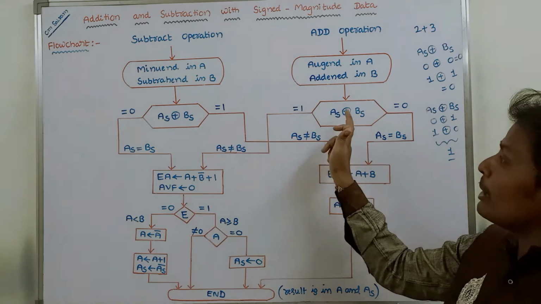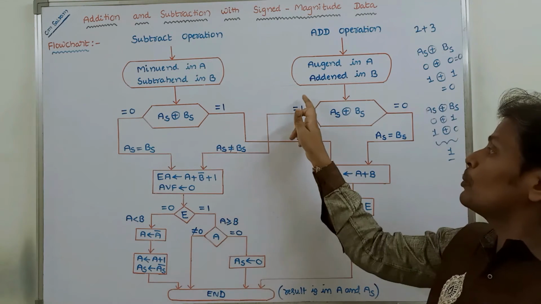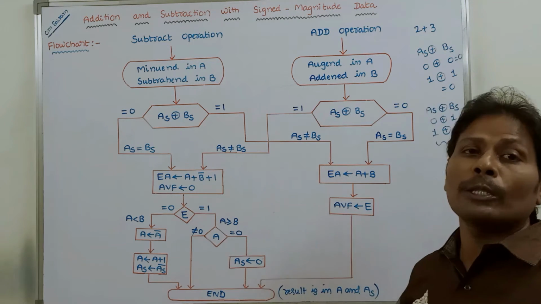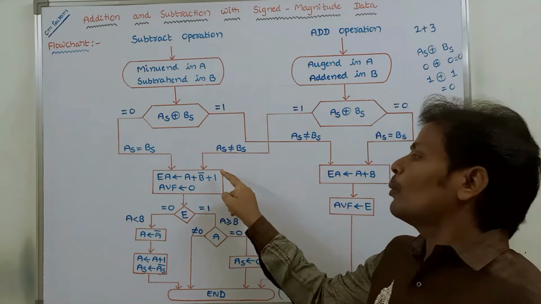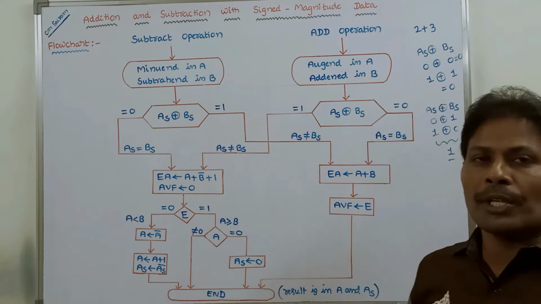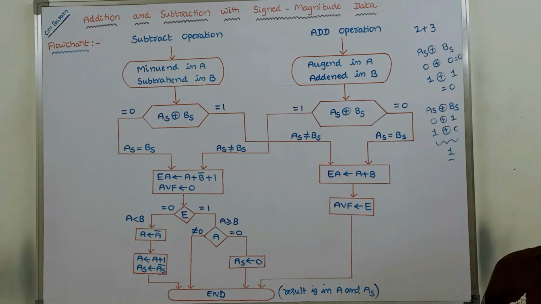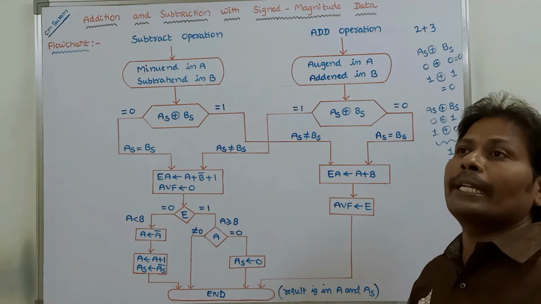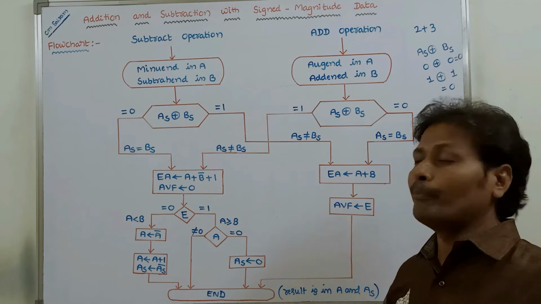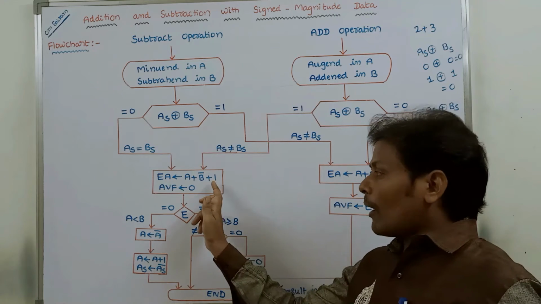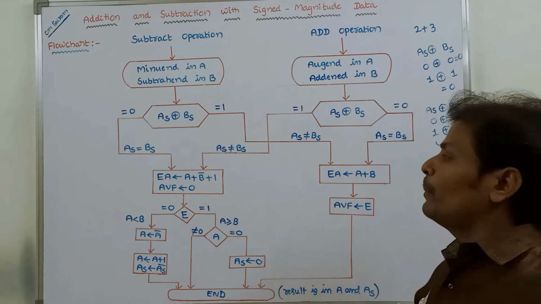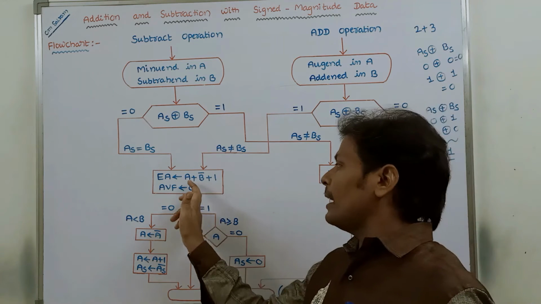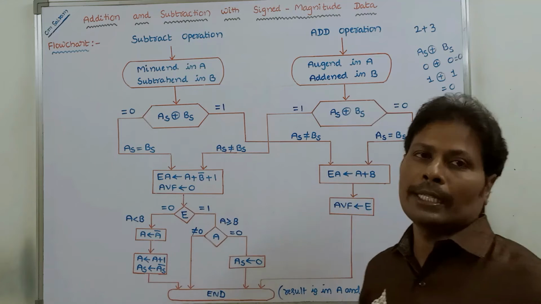If both sign bits are different, the output of the exclusive OR gate is 1. That means AS is not equal to BS. At that time, we have to perform the subtraction operation. The subtraction operation can be performed using 2's complement. We get the 2's complement by taking the 1's complement of B plus 1. After finding the 2's complement of B, it is added to the content of register A. Finally, the result is stored in register A.